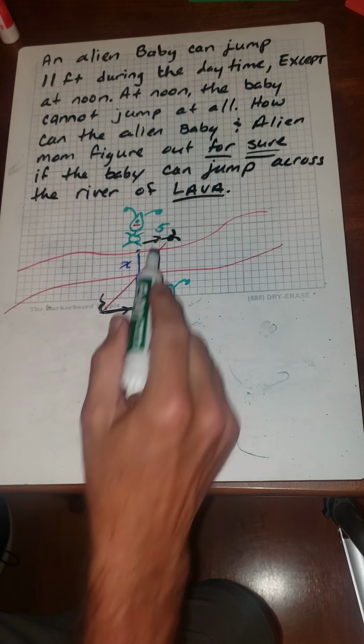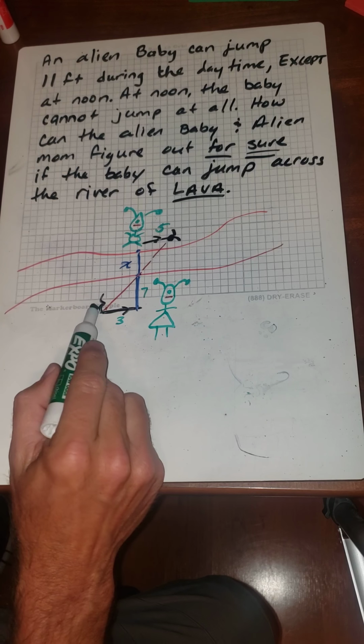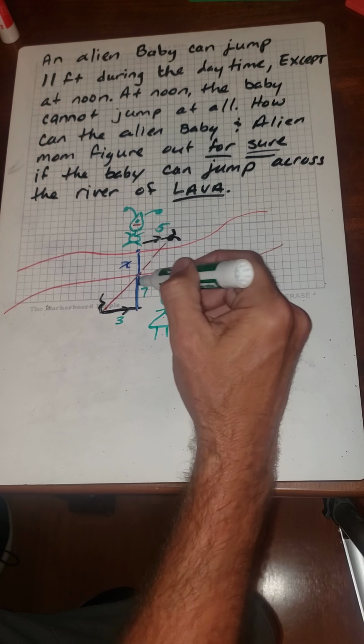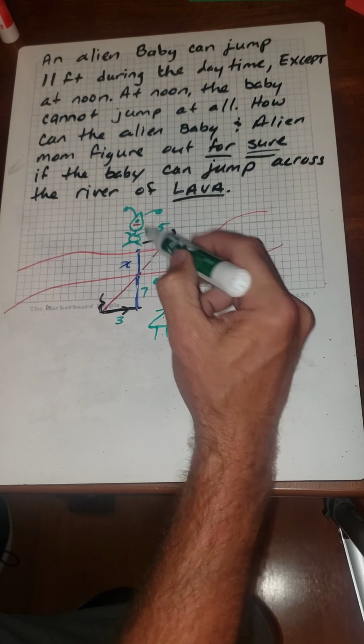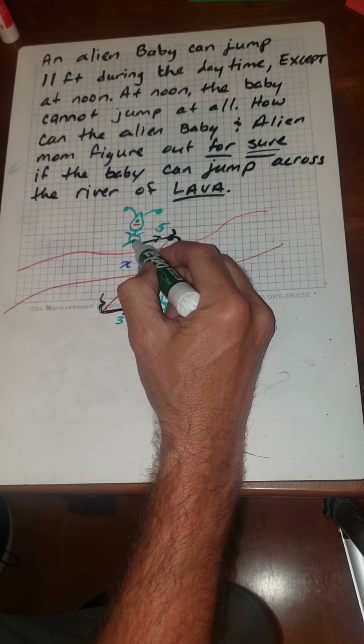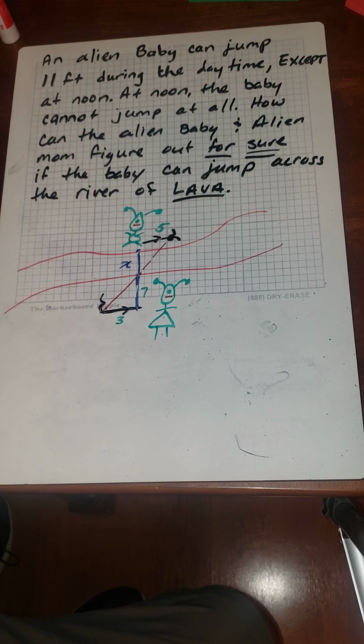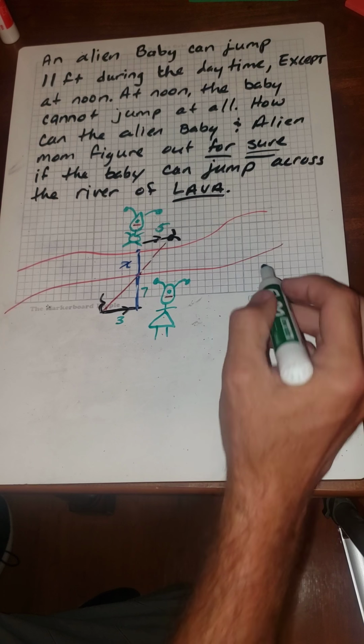All right. So the baby's shadow is 5 feet. This stick is 3 feet. This distance is 7 feet. So the question is, can the baby jump from here to here if the baby can jump 11? Okay, so now I'm going to go ahead and set it up.